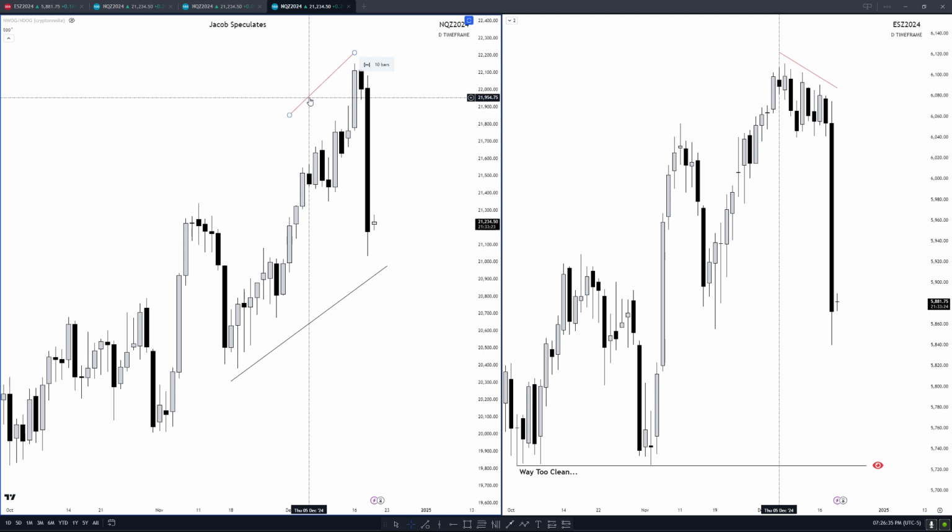After SMT and PSP, do you enter directly on the PSP or do you wait for entry MMXM? Within the PSP, on its correlated time frame, you will see a market maker model more times than not. So yes, high probability, yes, it will be there. What about SSMT on top and bottom in the same quarter? Low probability price action. Seek and destroy profile.